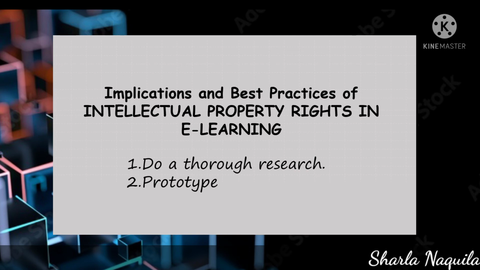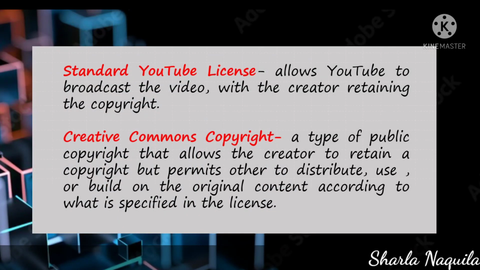A few best practices tips for e-learning professionals regarding patent and trademarks are: do a thorough research, and second one is the prototype. Standard YouTube license allows YouTube to broadcast the video with the creator retaining the copyright. Standard YouTube license means that you grant the broadcasting rights to YouTube. This essentially means that your video can only be accessed from YouTube for watching purpose and cannot be reproduced or distributed in any other form without your consent.